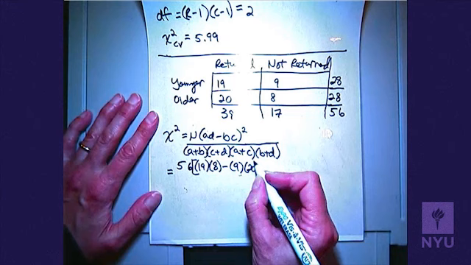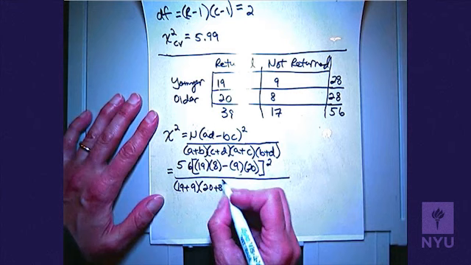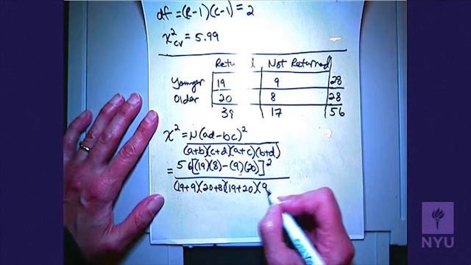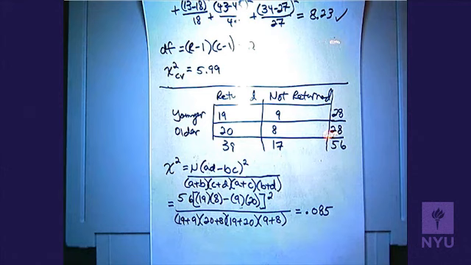Don't forget the squared if you're doing it this way. So you didn't have to find the expected frequencies here either. This is just a simple 2x2, so you could use this other formula for the simple 2x2. Yeah, it's 56, because N is 56.